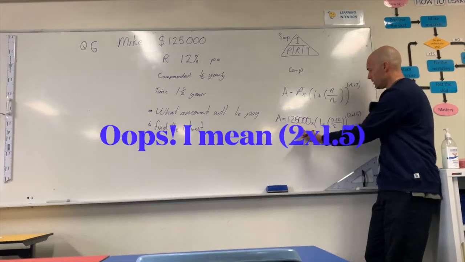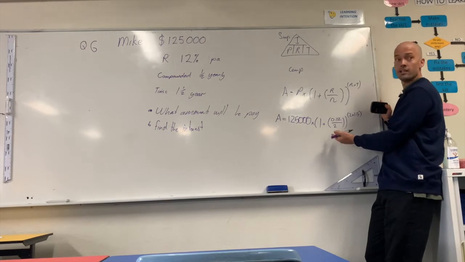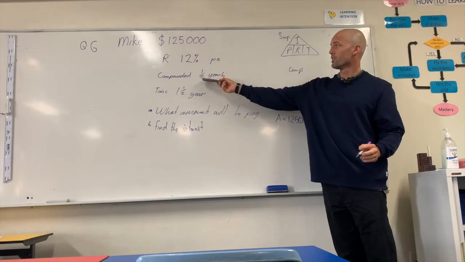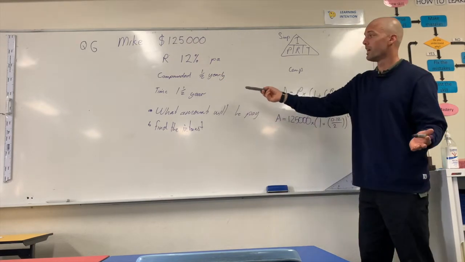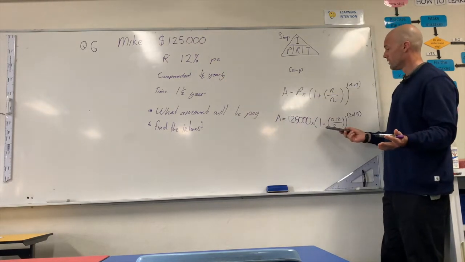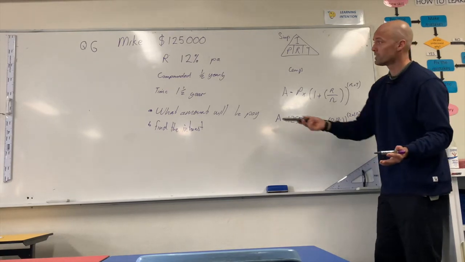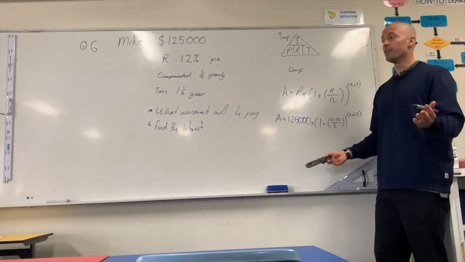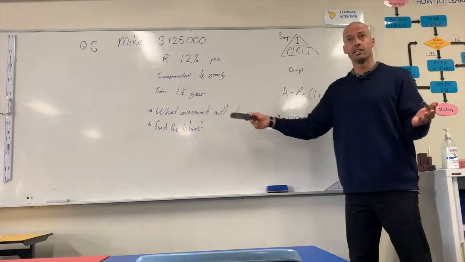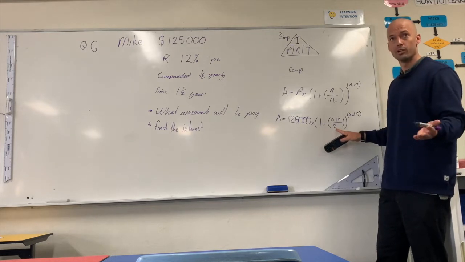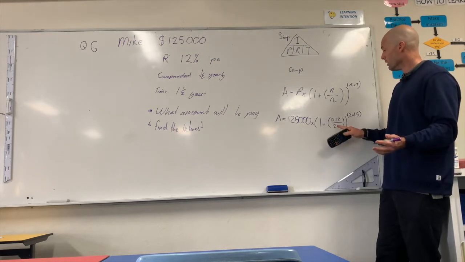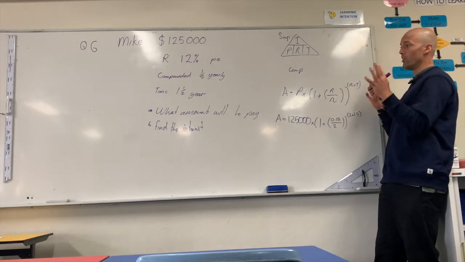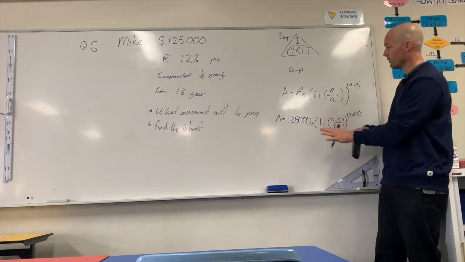Now the number of periods. If this said compounded quarterly, how many quarters are there in a year? There'd be 4, yeah. Or if it said compounded monthly instead of half yearly, the number of periods would be 12. But it's just half yearly, so we put 2, and the number of periods is 2, time is 1.5 years, so 1.5. So we've got that.